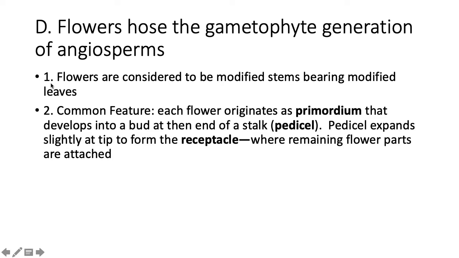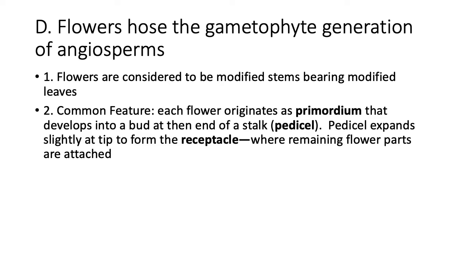Okay, so what is a flower? Flowers are basically modified stems with some modified leaves. And the common feature is that when a flower originates, a primordium is like the young plant itself. It's going to form a little bud at the end of a stalk called the pedicel, and from the pedicel, you're going to form a base called a receptacle. And from the receptacle is where all the flowering parts are going to be attached. So the receptacle is kind of the base of it.